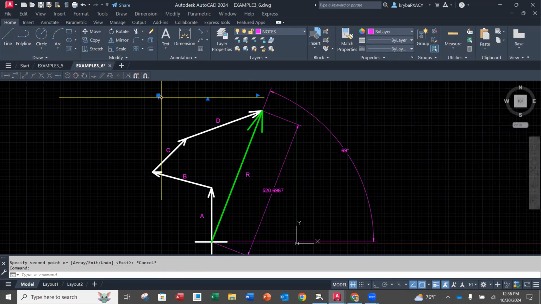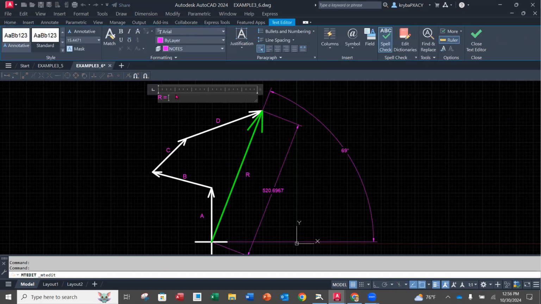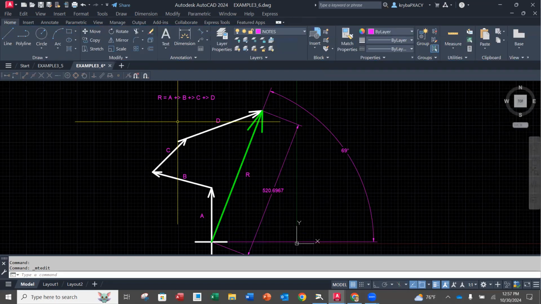I'm going to double click and it's going to be equal to A plus vectorially. So we have to add the greater than sign, plus B, plus greater than sign C, plus greater than sign D.